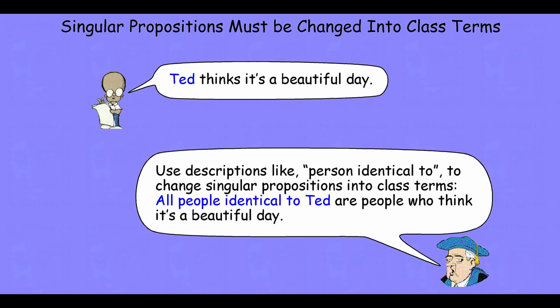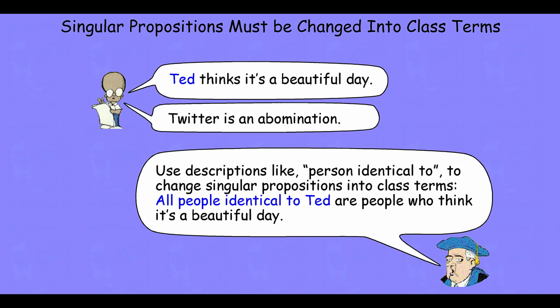So I might use something like this: the person identical to Ted. And when I do that, then I pick out a universal quantifier and I say all people identical to Ted, picking out Ted now as the class containing only Ted, are people who think it's a beautiful day. Likewise, when I have an individual company, say like Twitter. Twitter is an abomination. Well, Twitter is an individual.